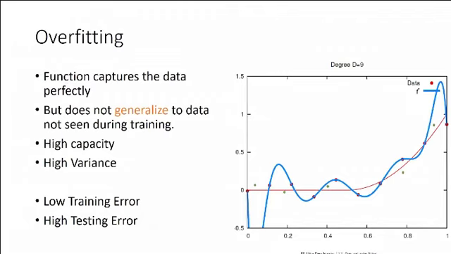On the other side of the spectrum is overfitting. Overfitting, as we saw, has captured the data very well. The loss has gone to 0. It has captured the data perfectly, but it doesn't generalize. It doesn't give a low loss value over unseen data. It has a high capacity to represent many different kinds of functions. Actually, if the polynomial degree is high, I can say that it can represent almost all functions. It is a high variance.